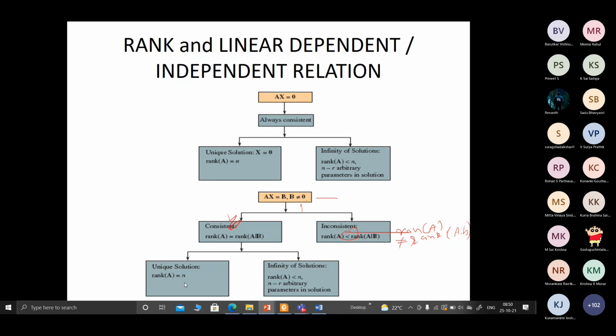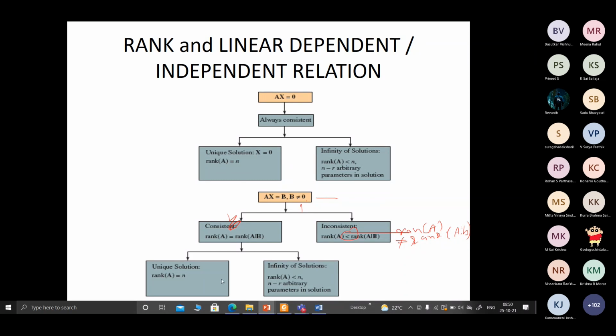Then you will get a unique solution. If the rank is less than the number of columns, then we set n minus r values as arbitrary, and we get a general infinitely-many-solutions form. This is the logic. We start with Ax equal to b, take the augmented matrix. If the rank of the augmented matrix is the same as the rank of the coefficient matrix, then there is a solution. If it is not equal, then there is no solution.